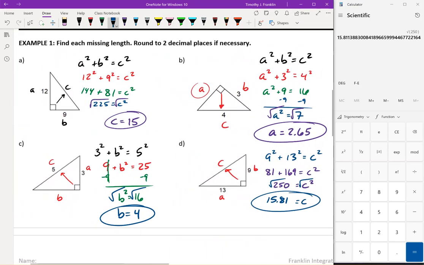So there you have it. Quick overview of using the Pythagorean theorem to find missing side lengths of right triangles. A squared plus b squared equals c squared.